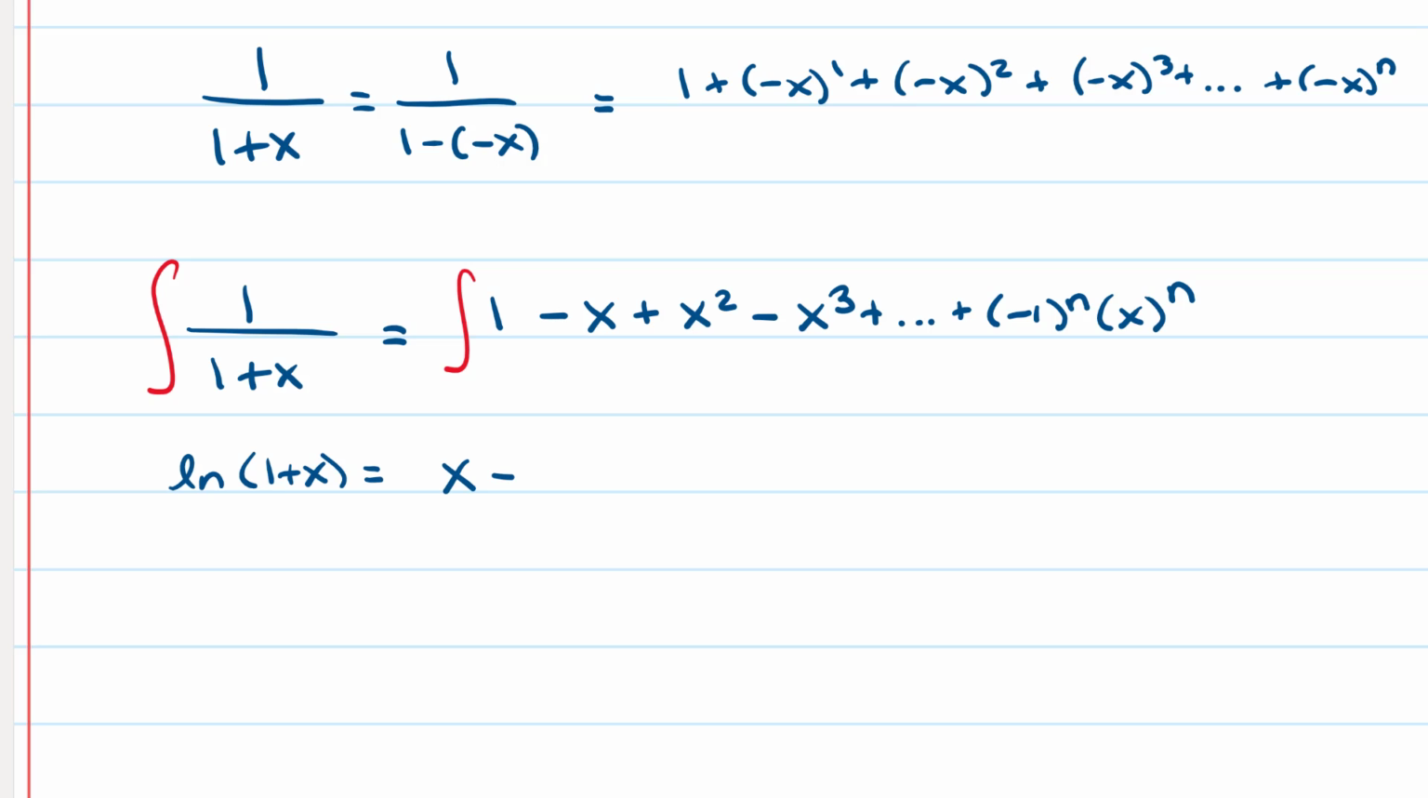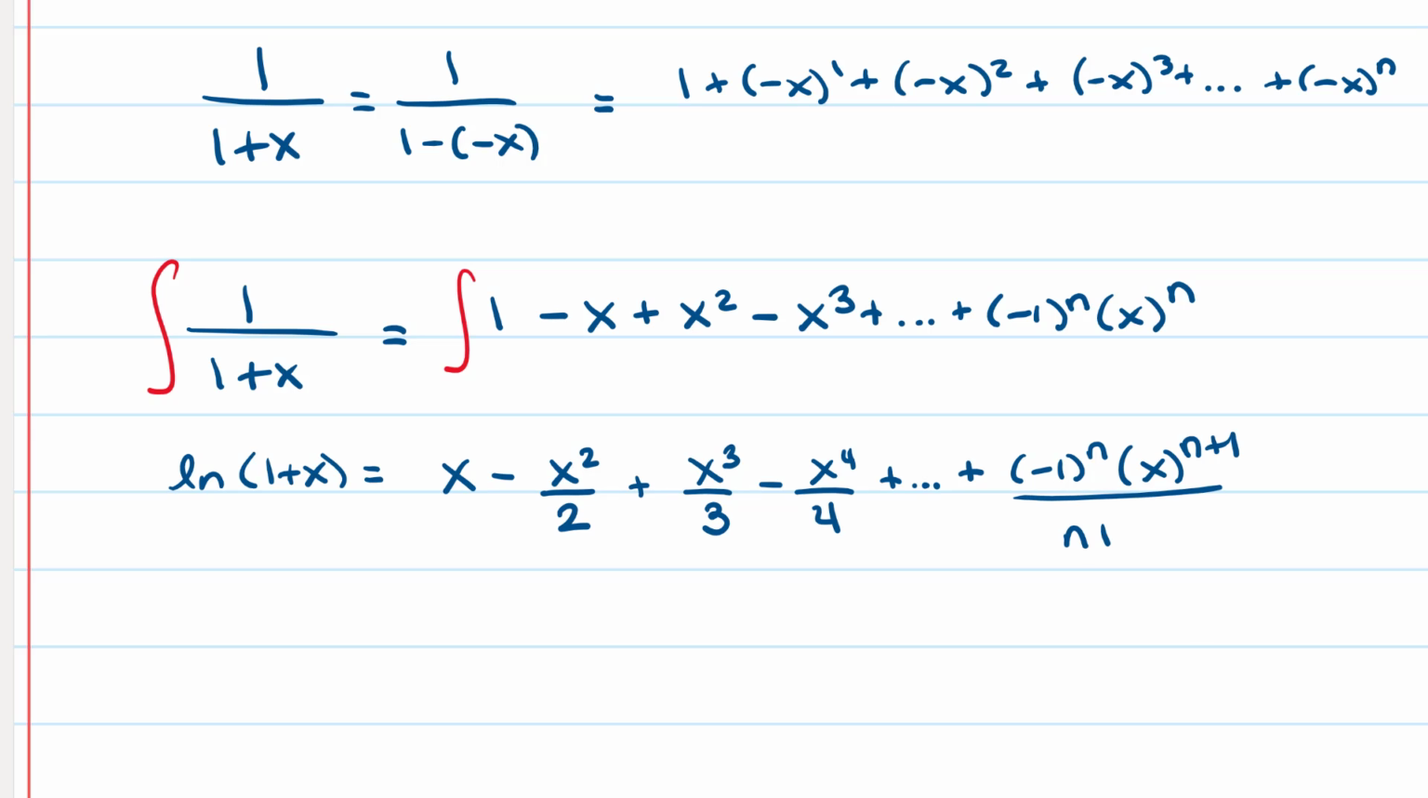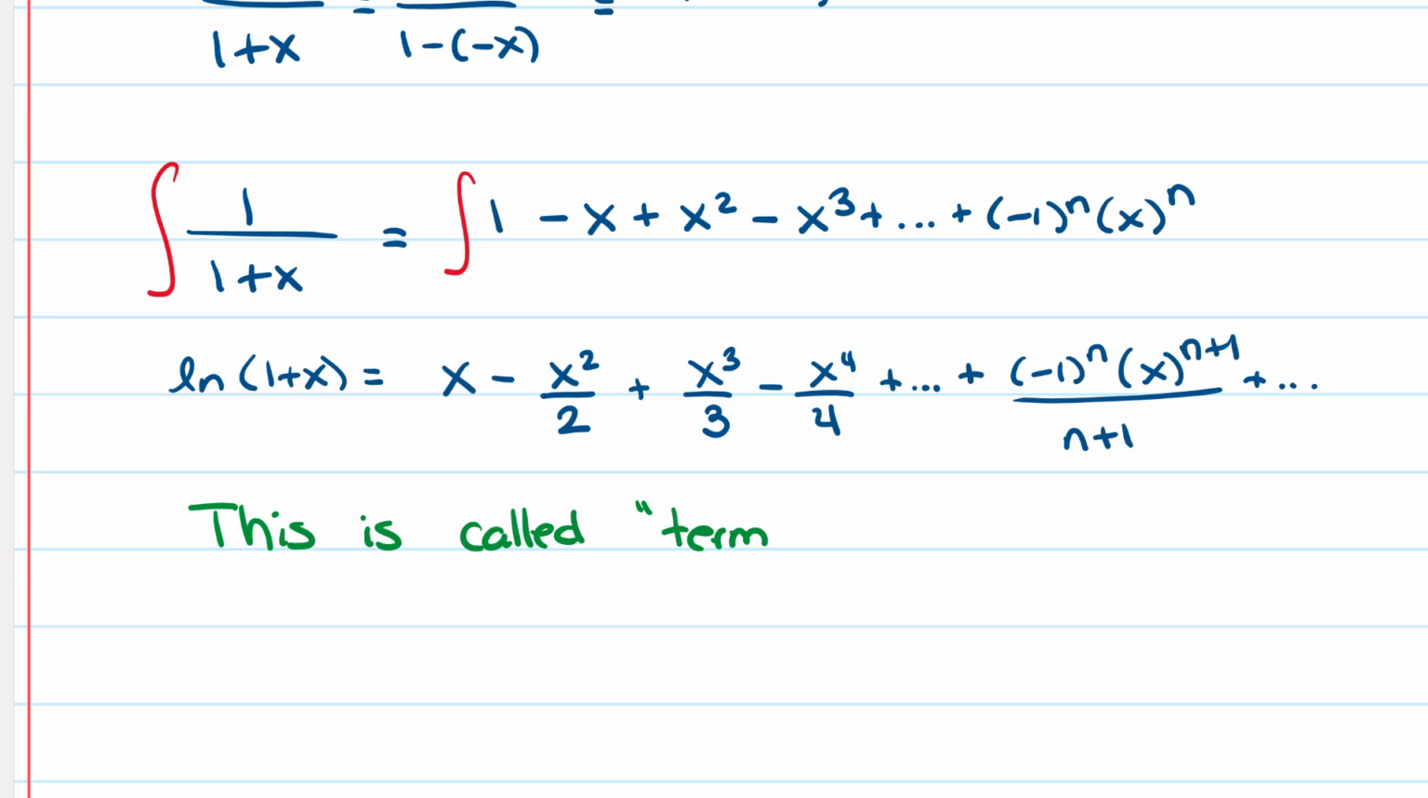x minus x squared over 2 plus x cubed over 3 minus x to the 4th over 4 plus dot dot dot plus negative 1 to the n times x to the power of n plus 1 divided by n plus 1 plus dot dot dot. And that's it. And so this is called term-by-term integration. It works very, very similarly to the term-by-term differentiation, except instead of taking a derivative, we're now doing an integral.